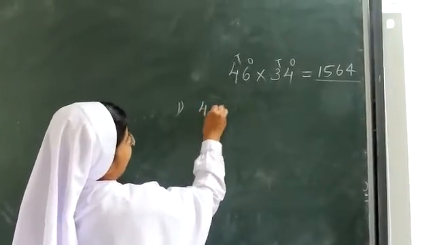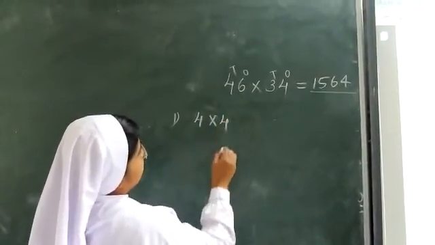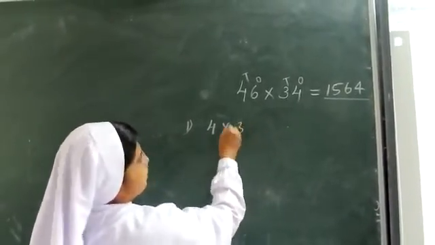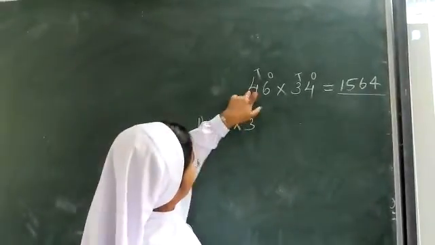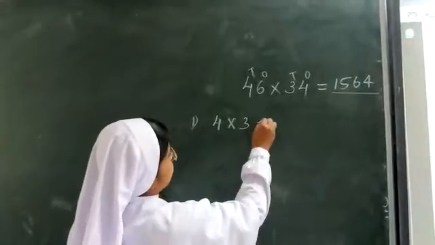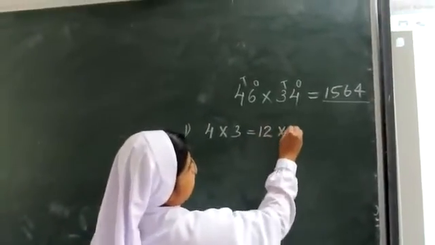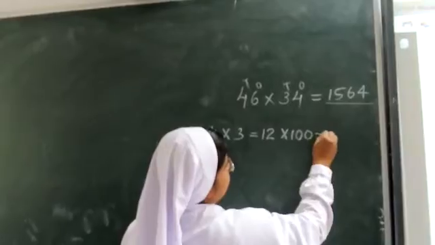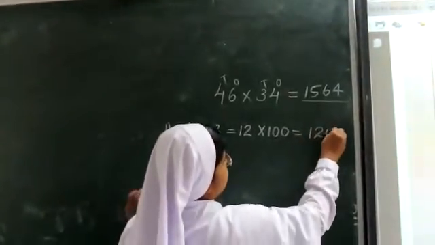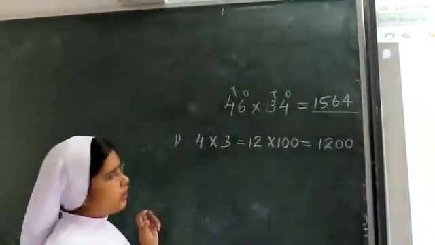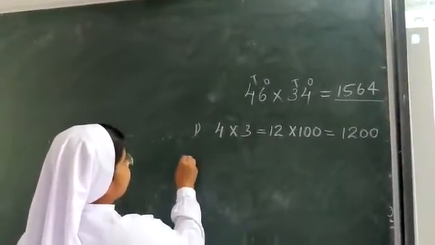That is 4 into 3. Sorry, tens place: 4 into 3. That is equal to 12, into 100. So you will get 1200. Okay, now what is the second step?